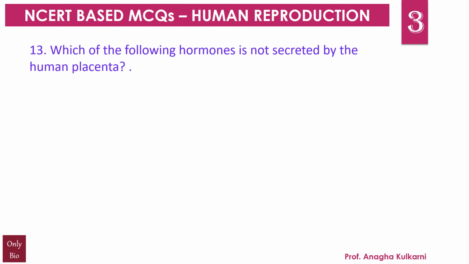Question number 13. Which of the following hormones is not secreted by the human placenta? A. HCG, B. Estrogen, C. Progesterone, D. LH. And the hormone that is not secreted by the human placenta is D. LH. Friends, I hope you remember that LH is secreted by the pituitary gland.